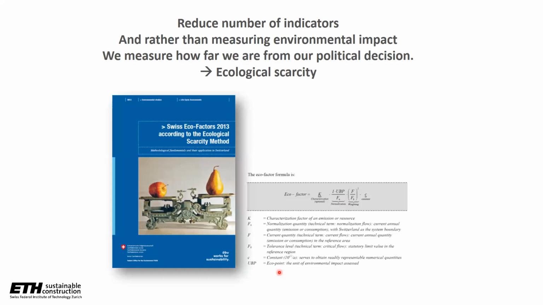And also maybe to focus, rather than measuring the environmental impact, on measuring how far we are from a political decision. This is the ecological scarcity method that is developed and used in Switzerland, where we don't necessarily measure the environmental impact, but we measure the divergence between the environmental impact and what we have decided as a political decision. For instance, for nuclear power, Switzerland wants to go out of nuclear power. So as soon as you use within the life cycle of your product a little bit of nuclear electricity, you will diverge drastically from your political objective, and so you would have a high ecological scarcity. On the contrary, if you take France, which doesn't want to get rid of nuclear power, you would not have a difference in your ecological scarcity if you use nuclear electricity.